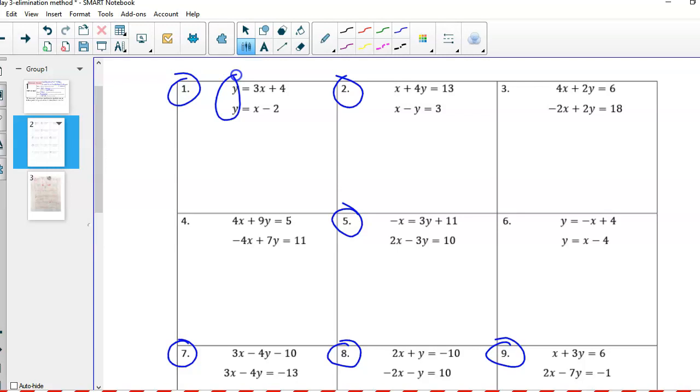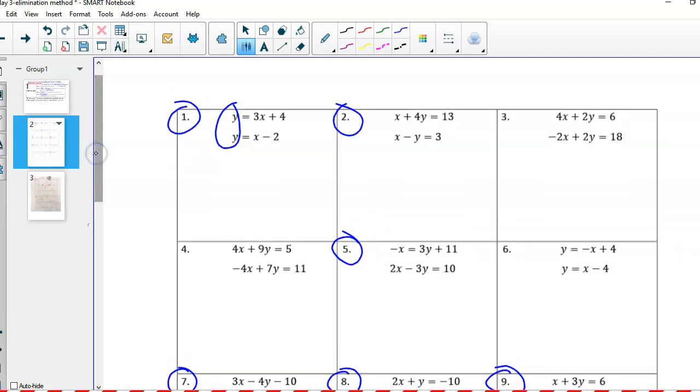So anytime we have something with the same coefficient, we are going to eliminate them. So in the real world, what does it mean to eliminate something? To take away, to get rid of. Yeah. So in this, when we eliminate our y's, what's going to happen? We're going to take it away. We're going to get rid of it.